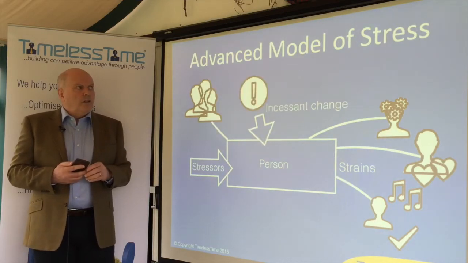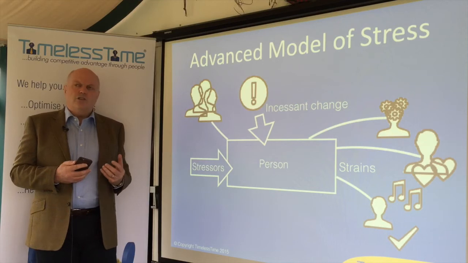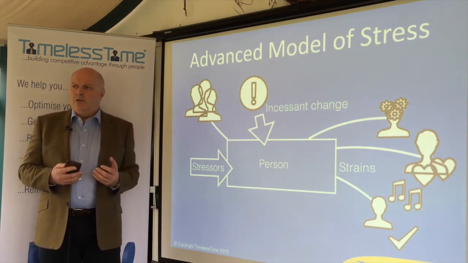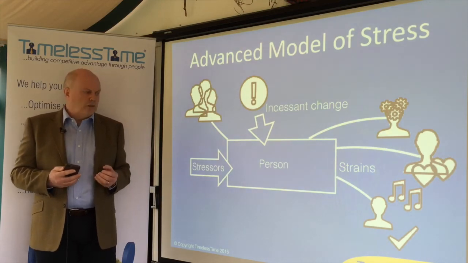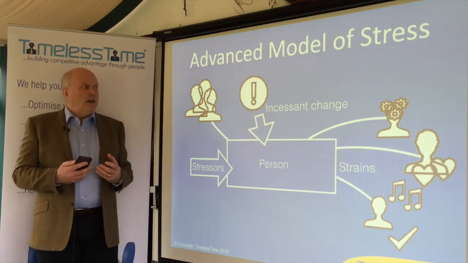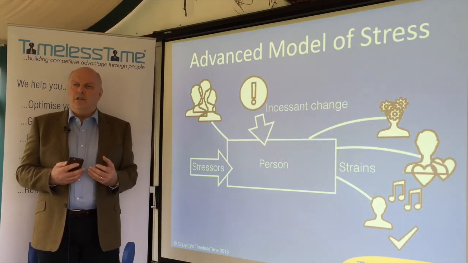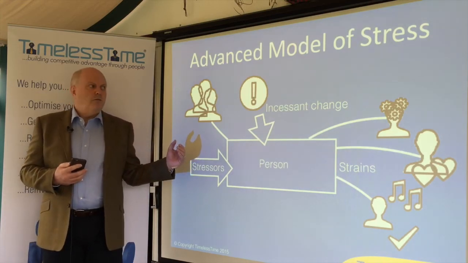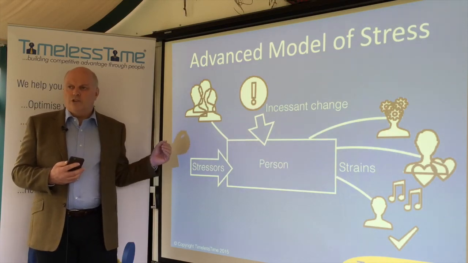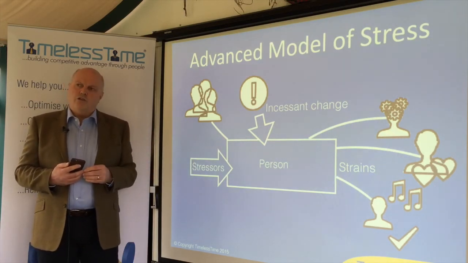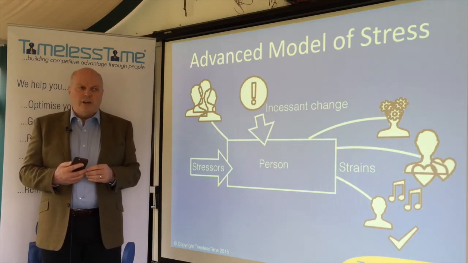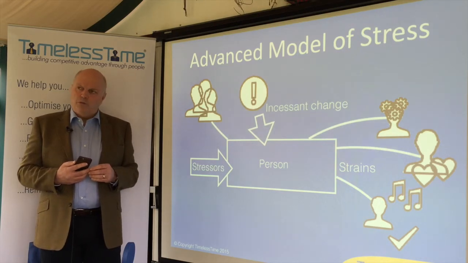Now, the second moderator is incessant change. We all know change has to happen, but it can happen in a planned fashion. If it happens in a planned way with everyone aware, then it does not affect the relationship. If we have incessant change, then we exacerbate the relationship. We make it worse, the relationship between the stressor and the strains. And so if we can control change and make it planned, then we make it more likely that people will be able to cope.